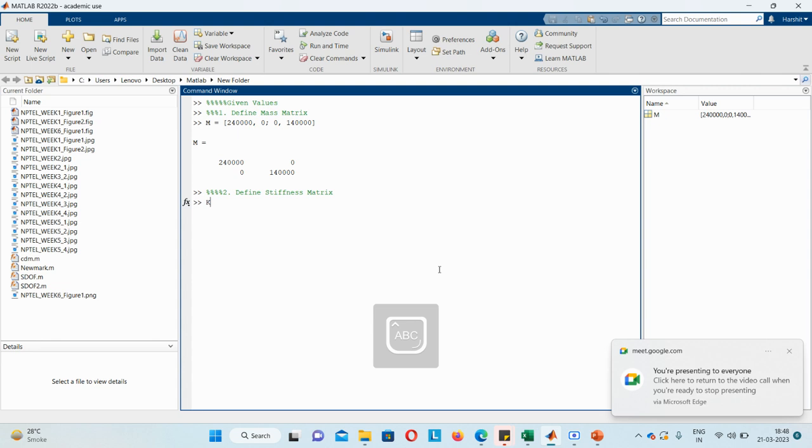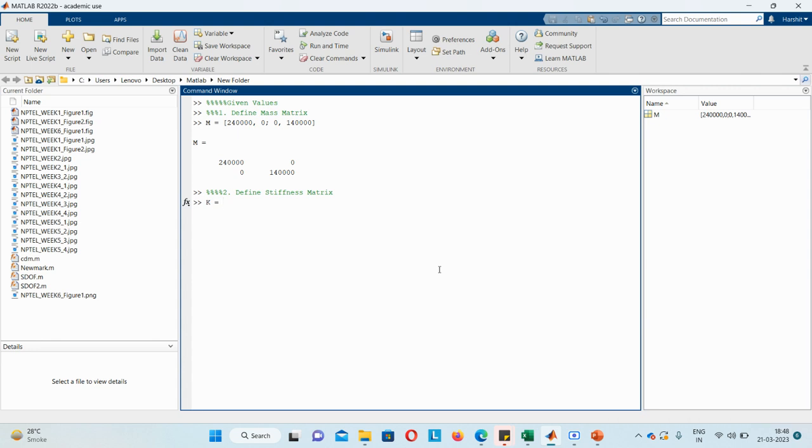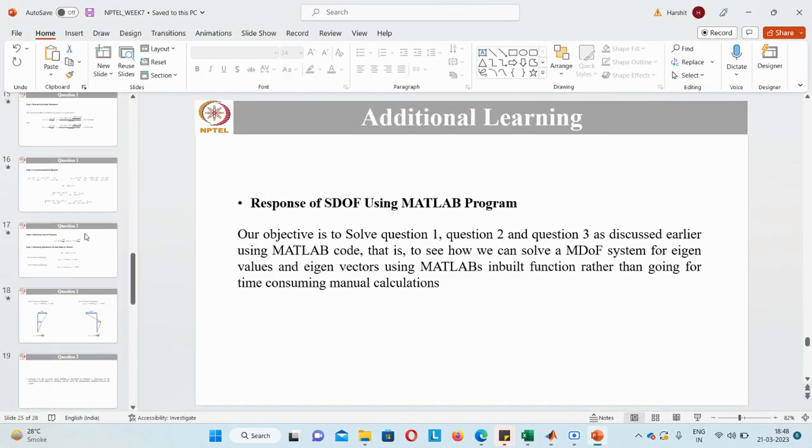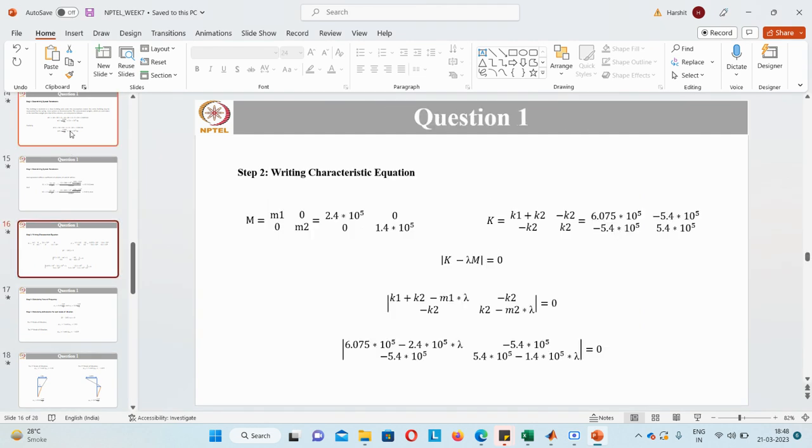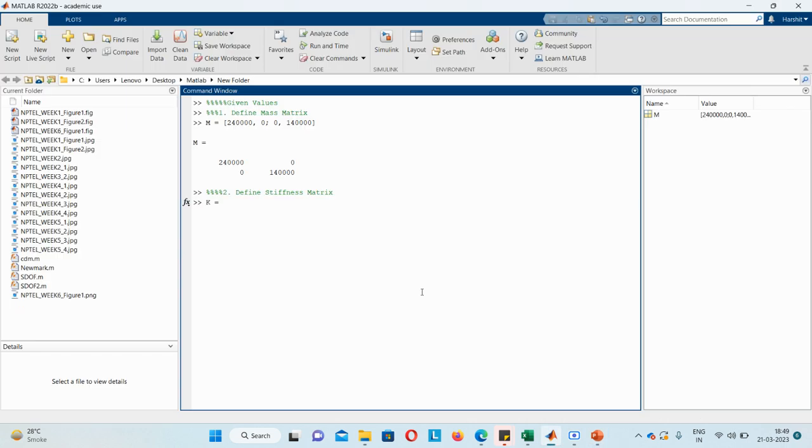So the stiffness matrix will be given by K, and it is again a 2 by 2 matrix. It is the same matrix we discussed in question one. We will just write the code for that matrix again. So K is K1 plus K2 comma minus K2 semicolon minus K2 comma K2. The values we know, so we will directly write the values now.